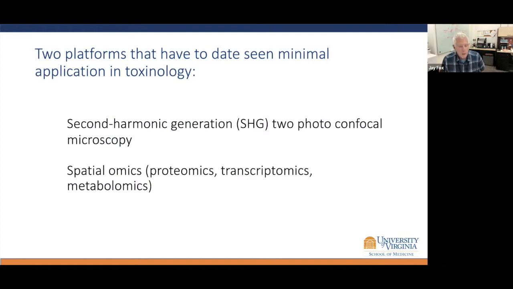So today I'm going to talk about the application of two platforms that we've been using in our work that have not been applied in the field of toxinology to any great extent. And that's second harmonic generation, two-photon confocal microscopy, and spatial omics, which includes proteomics, transcriptomics, and, as you heard this morning, metabolomics. I will give a brief presentation on each one of these and how we're trying to apply these to some of the problems we're looking at.